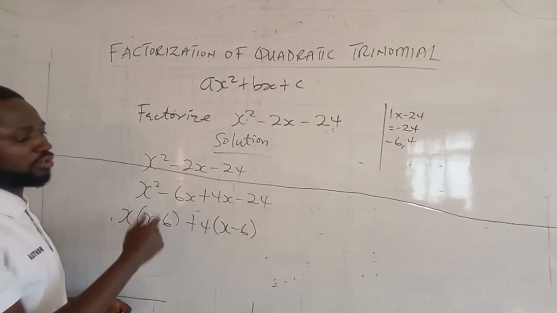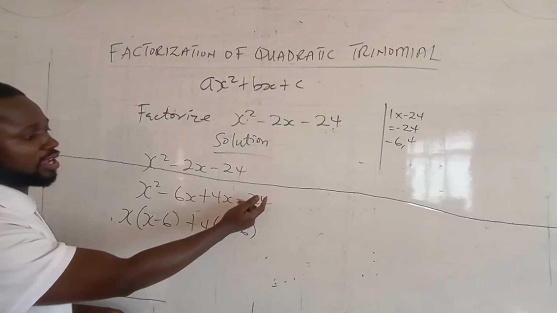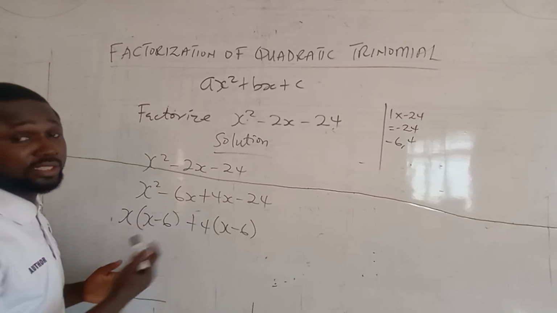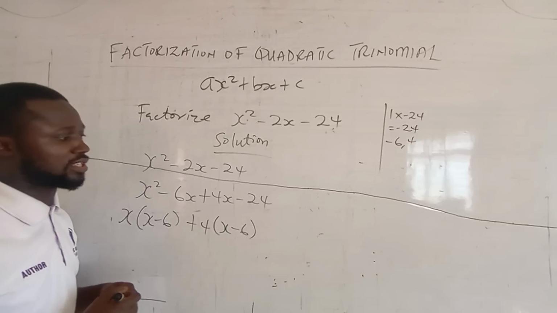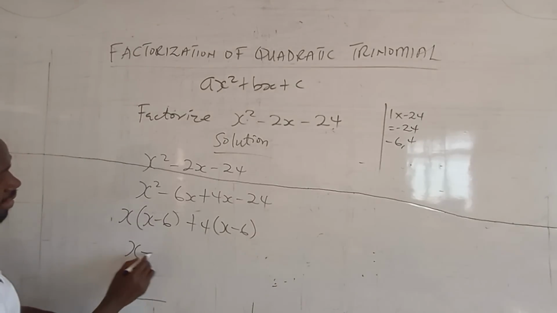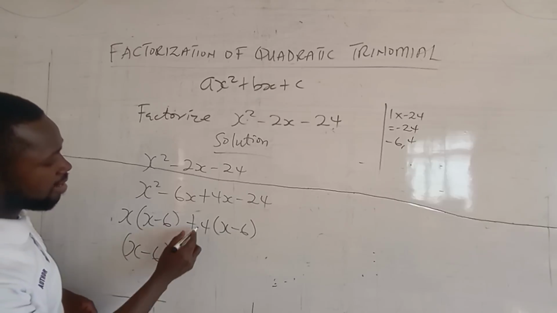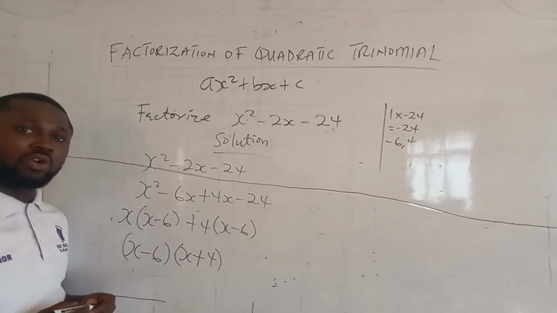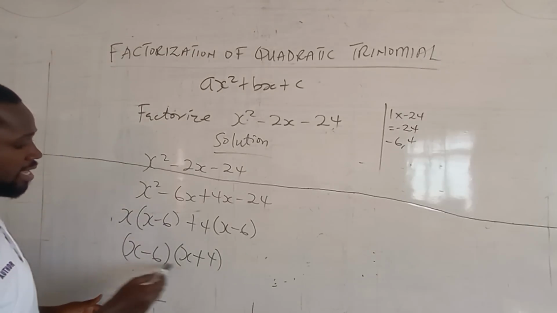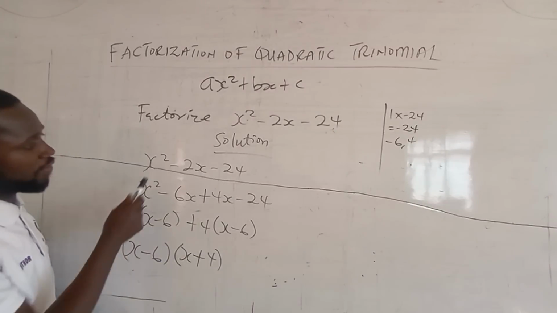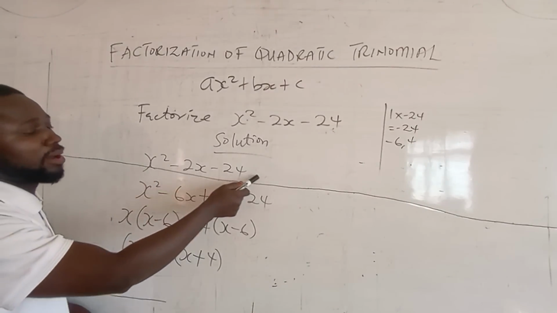But 4 can go here, x, and then 4 can also go here, minus what? Minus 6. So rather here you have minus 6, minus 6 here, also being the common factor among the two. So we have x minus 6 here, and then what we put in the bracket is x plus 4. Okay, so these two factors, x minus 6 and x plus 4, are the two factors of x squared minus 2x minus 24.